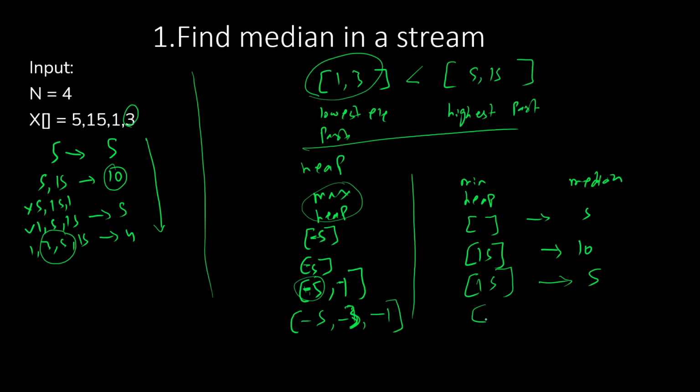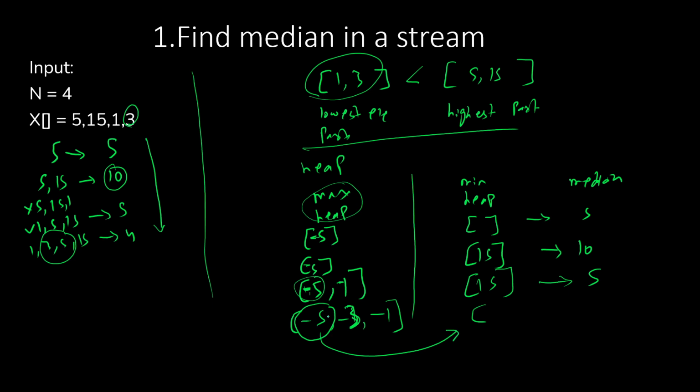Since 15, this has 1 length and this has 3 length, it is not fair. Only the max heap can be 1 length ahead. It cannot be 2 or more than 2 lengths ahead. So what we're going to do is take the largest element in this and append that into the min heap list here.